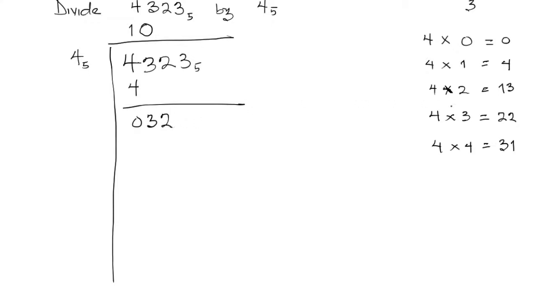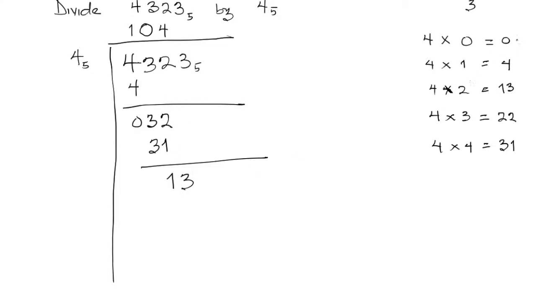So we go here, we look for the lowest number or the nearest number to 32, and that's 31. 31 is what we have here, so we write down our 31. And how many times multiplied by 4 did we get 31? That's 4. So we write down our 4 here as our answer. We do our subtraction like we would normally, which is 1. Bring down our next number, which is 3.